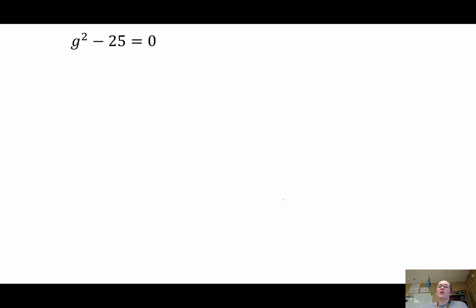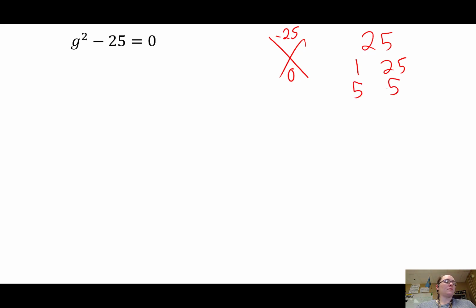All right, we're going to look at one last one. And so we talked about this is a special case where that middle term is 0. So we're looking for factors of negative 25 that add to 0. So factors of 25 are 1 and 25, 2 doesn't work, 3 doesn't work, 4 doesn't work, 5 works. So since it's negative, one of my factors has to be negative, I'm going to make this smaller. And the only ones that add to 0 are negative 5 and 5.